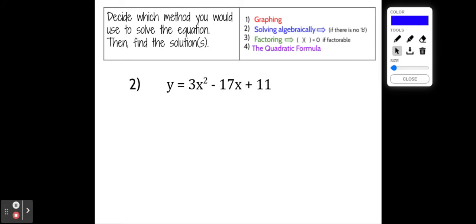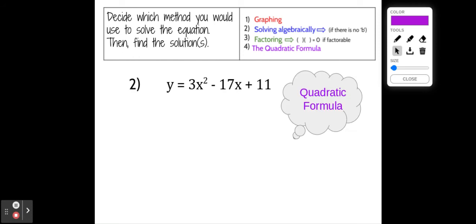Let's try another one. Number 2, y equals 3x squared minus 17x plus 11. Now, what would be the best method to solving this quadratic equation? What are your thoughts? Were you thinking quadratic formula? Yeah, I was thinking that too. Now, maybe the reason why you're thinking quadratic formula is because you're thinking, I don't know if I'd want to factor that. And maybe you wouldn't want to factor that.